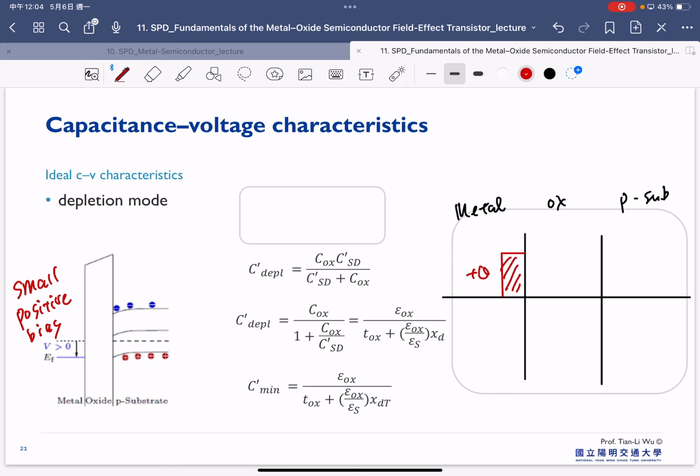But right now, because this is under the small positive bias, we will form the depletion region. As you can see, this is our depletion region. This is XDT, which has a negative charge here.